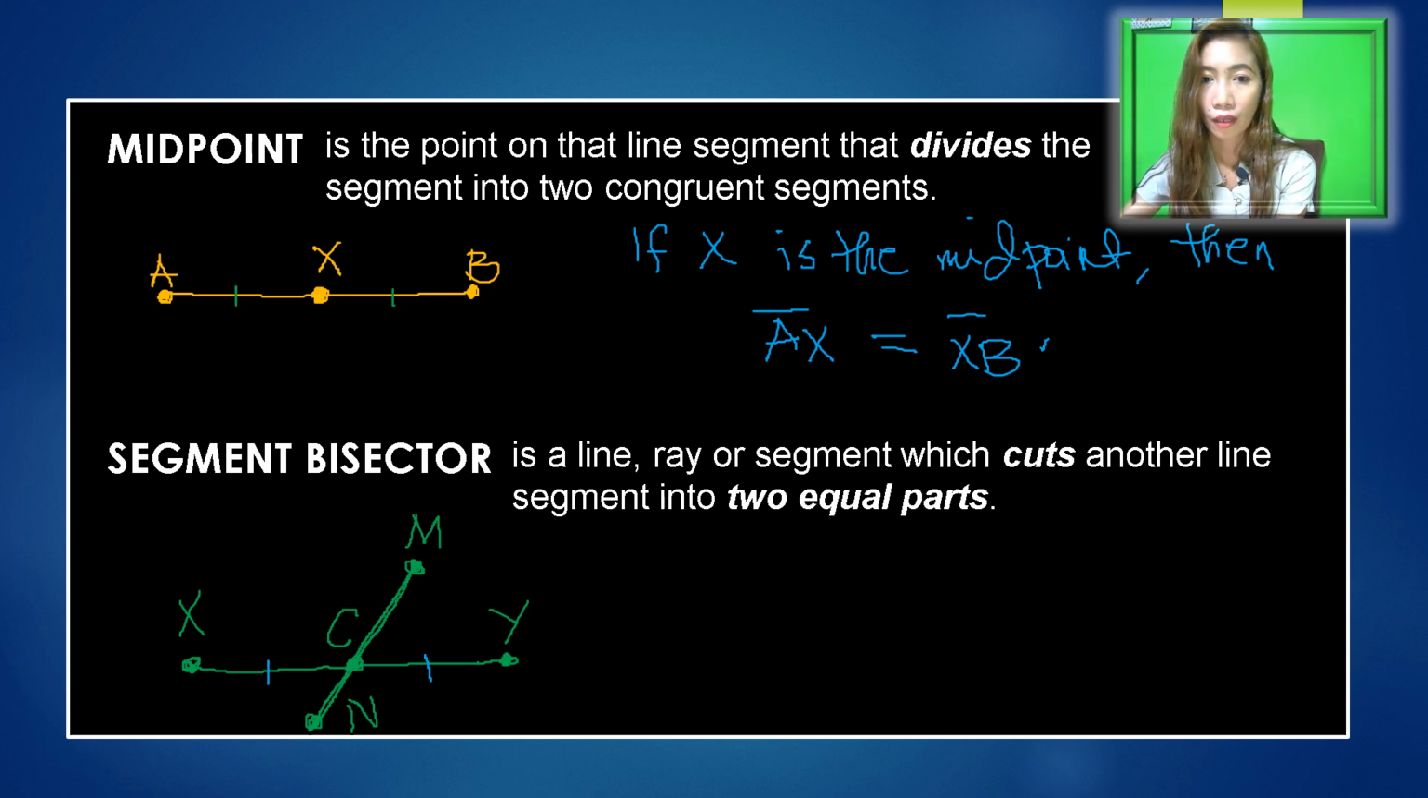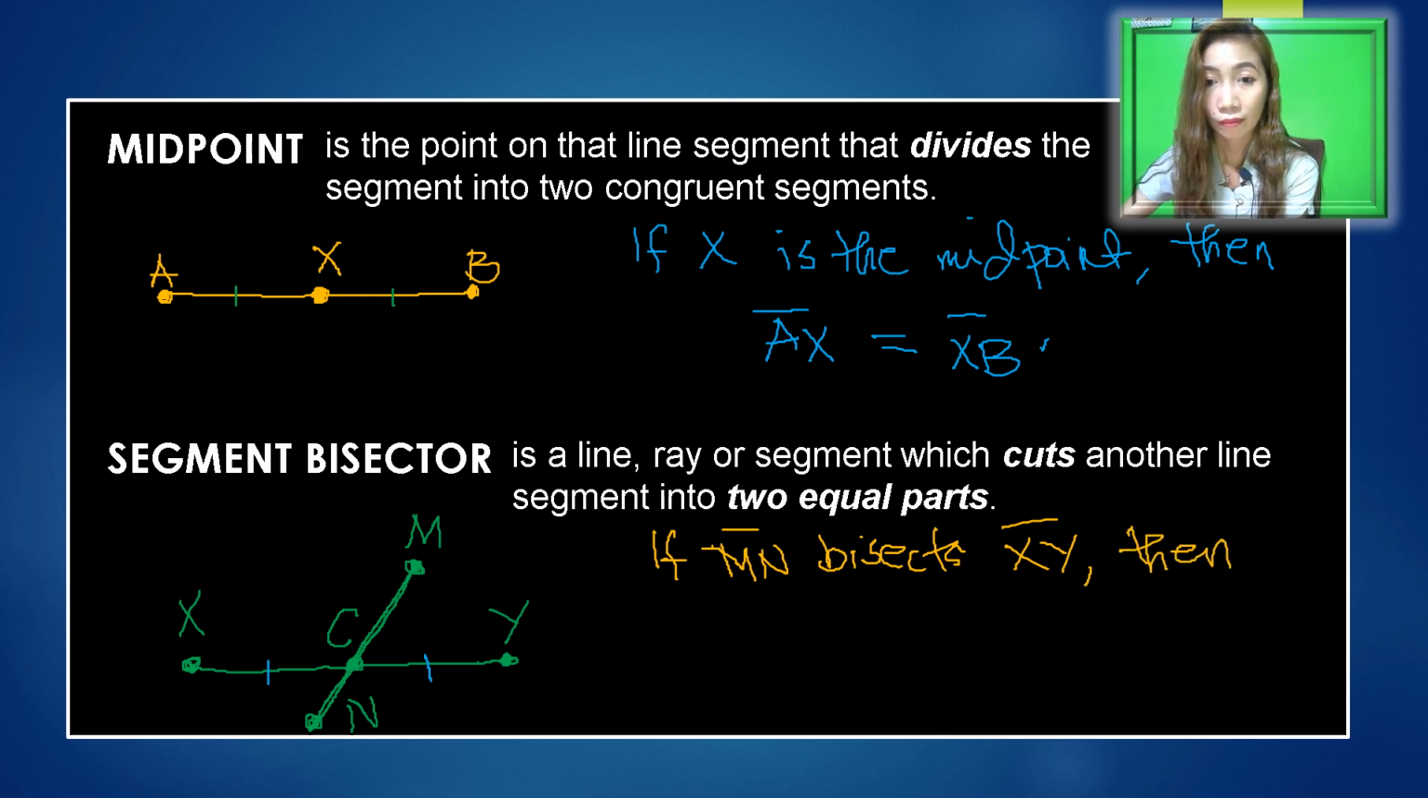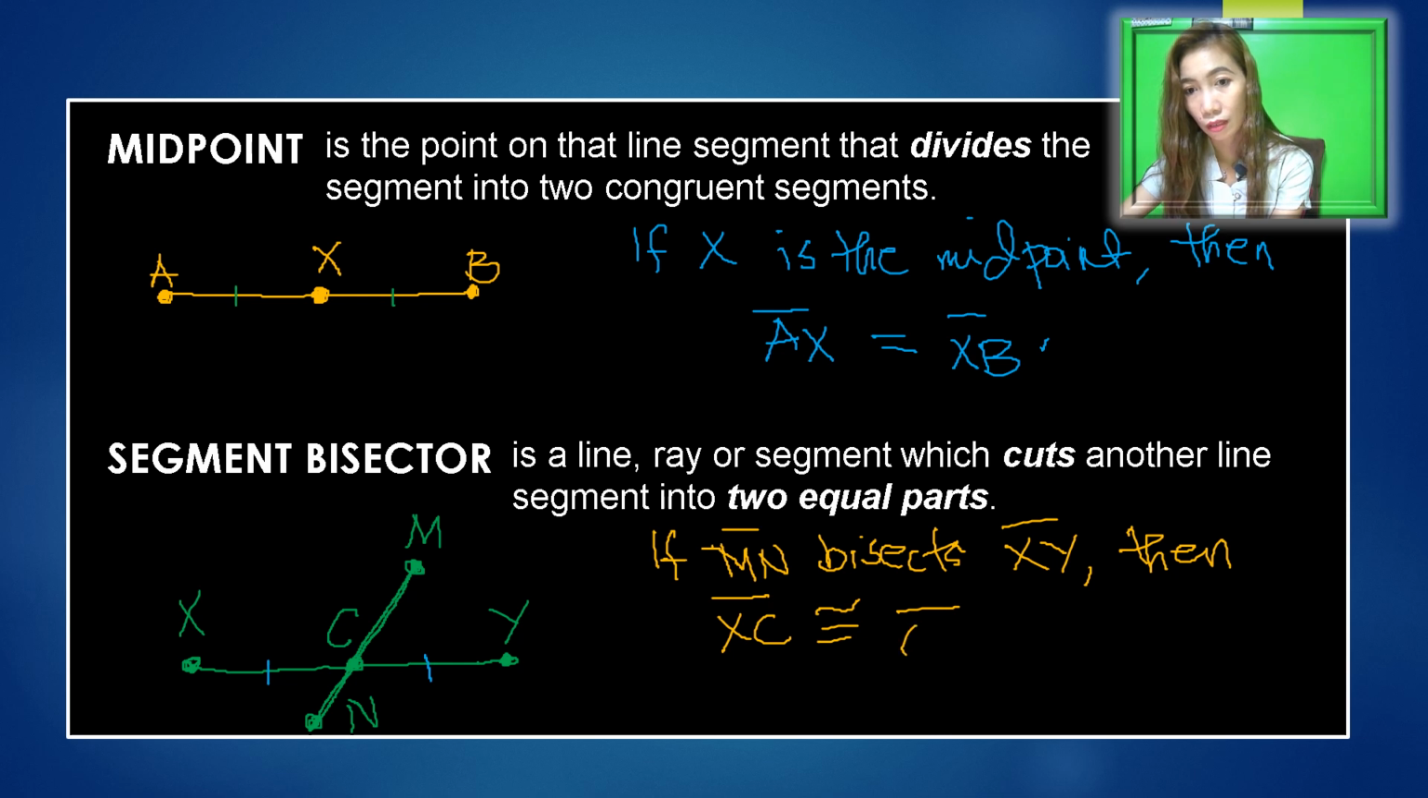So how are we going to formulate our if-then statement? So, if, ano yung ating segment bisector? If segment MN bisects segment XY, then what will be our conclusion? Then, segment XC is what? Is congruent to segment CY. So that's it. Okay, I hope you understand that one.